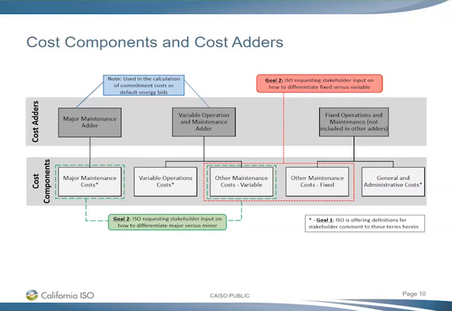It sounds like you're trying to classify maintenance activities between major maintenance and variable, but I think you've also identified that there are maintenance items that are fixed in nature that aren't either of those. Are you suggesting that generators shouldn't have the ability to recover those costs on a variable basis through their bids? Or are you just saying that those costs need to be allocated either to the variable O&M or to major maintenance? Are you asking about the fixed maintenance?